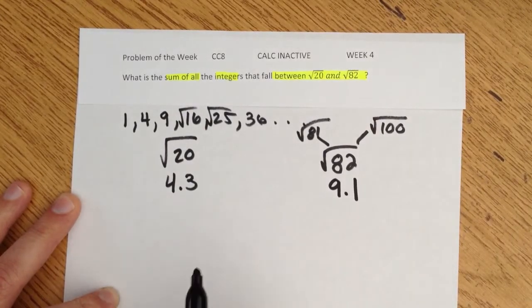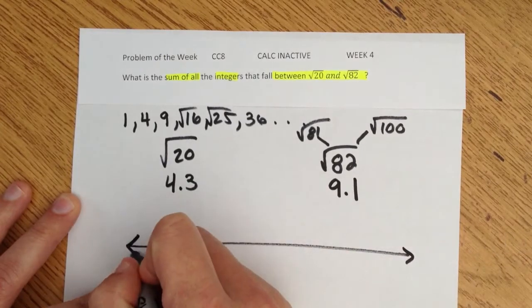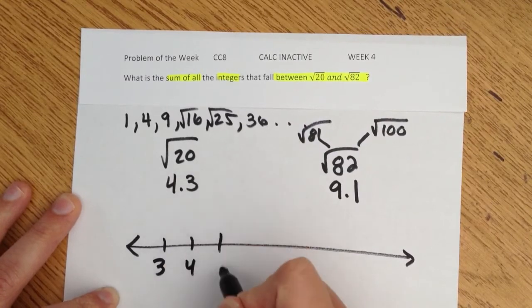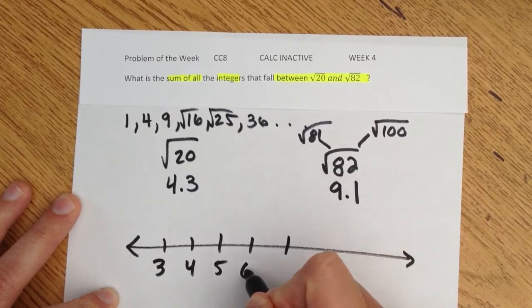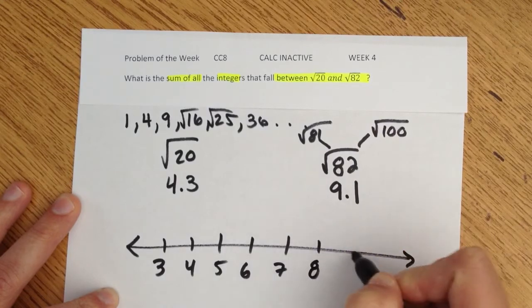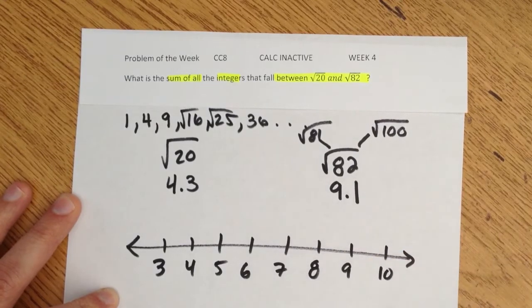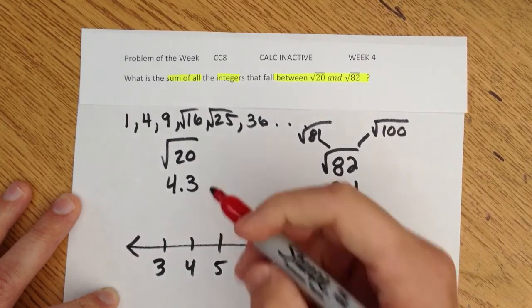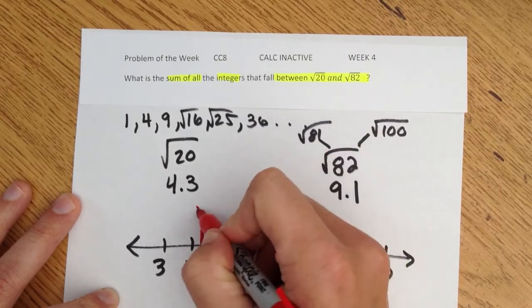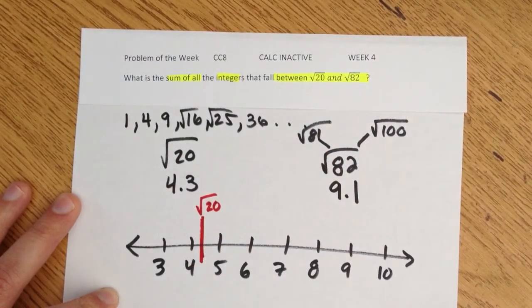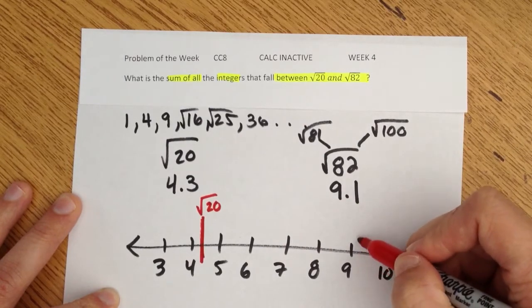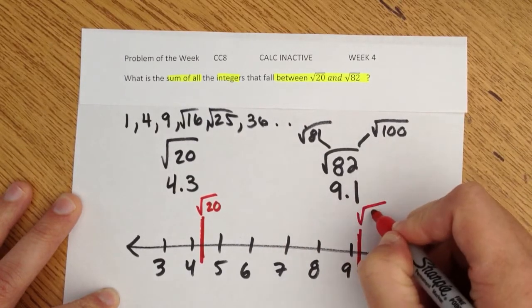So now I've approximated these values. If I put this on the number line, like so, let's just start with 3. So 3, 4, 5, 6, 7, 8, 9, 10. All right. So we've said that the square root of 20 is approximately 4.3. Well, that would be about right here. So there's my square root of 20. And 9.1, which is the square root of 81, or I'm sorry, 82, would be about right here.